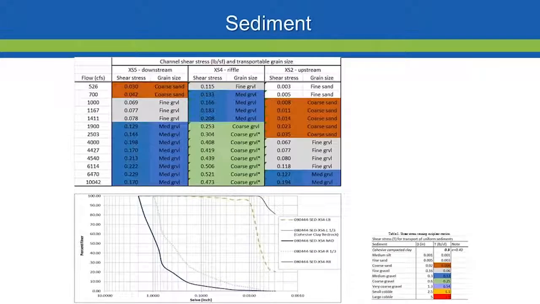Moving sediment around, we take different sediment samples and we can break that down to grain size, tie that into our RAS models with velocities and see, are we moving sediment? Are we serving a function?